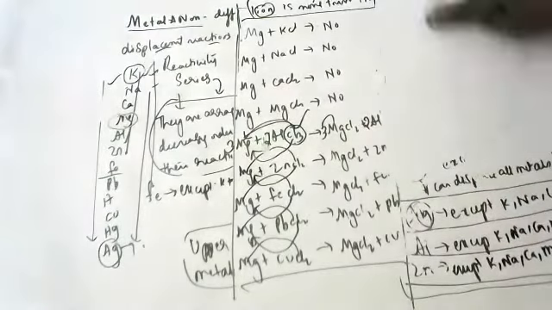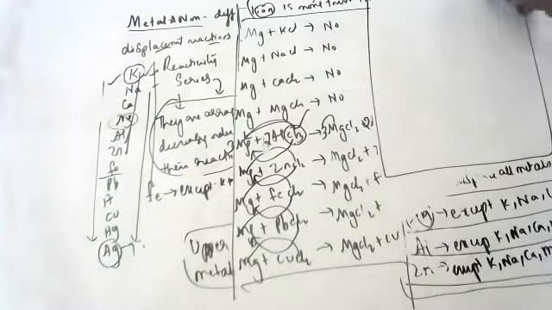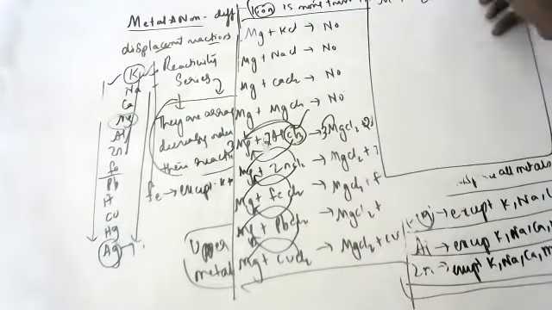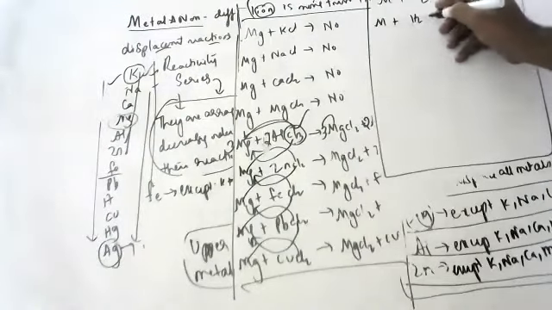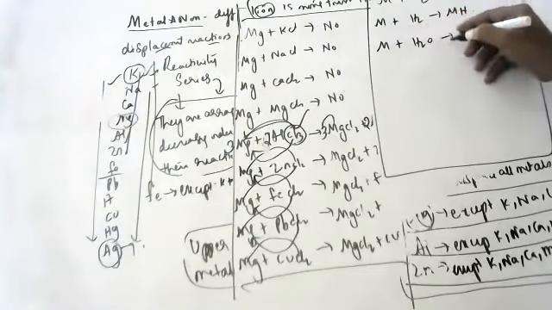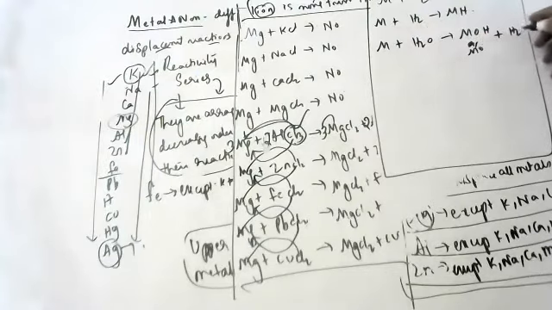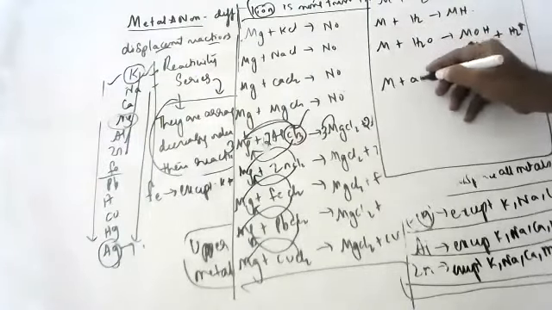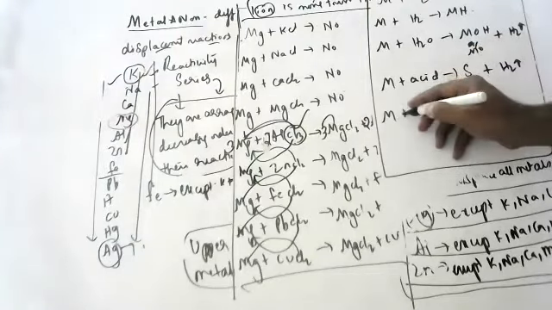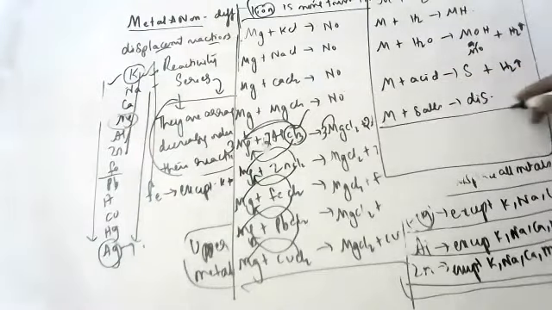Till now, what are the reactions we studied, children? Metal plus oxygen gives metallic oxide. Metal plus water gives metal hydroxide or metal oxide plus H2 gas. Metal plus acid gives salt plus hydrogen gas. Metal plus salt, the displacement reaction.